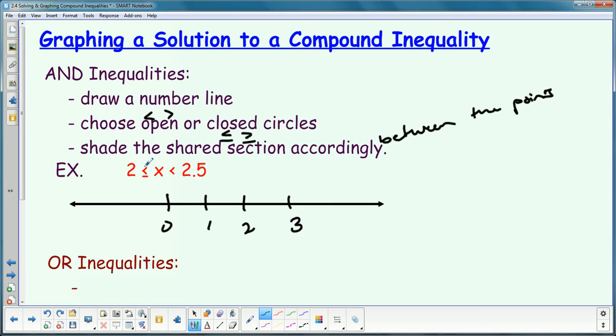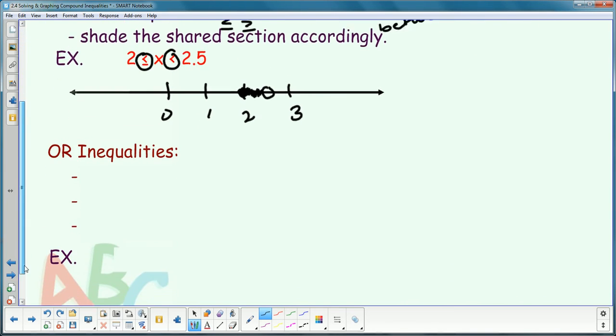At 2, since we have x is greater than or equal to 2, that tells me I'm going to put a closed circle here. And at 2.5, since it's strictly less than, I'm going to put an open circle there. And we want to shade the values that are between those two. So shade the shared section means I'm going to color in between those two dots, making sure not to fill in that circle. That would be how we graph for an and inequality.